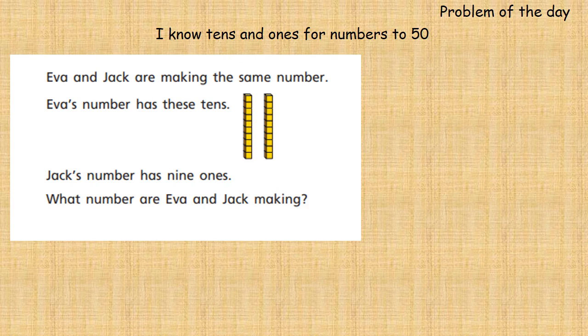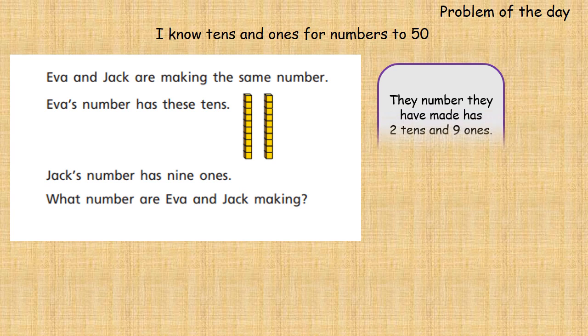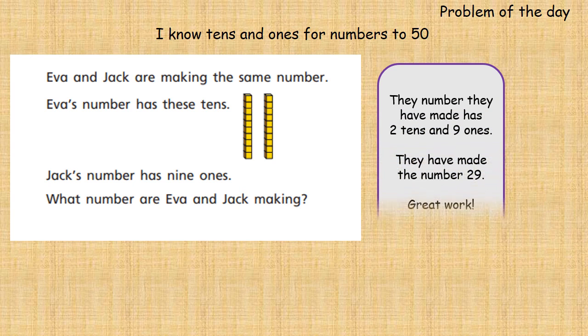Eva and Jack were making the same number. Eva had 2 tens. Jack had 9 ones. So they have made the number 29.